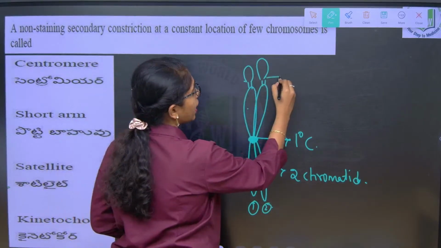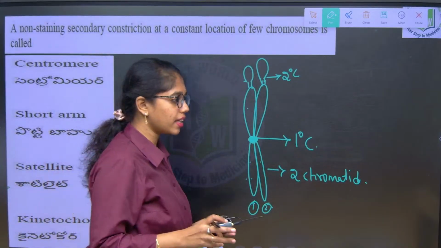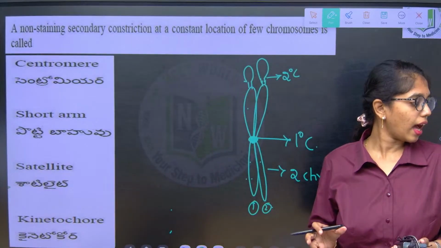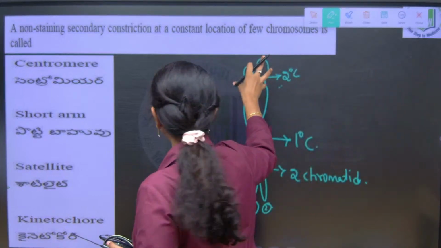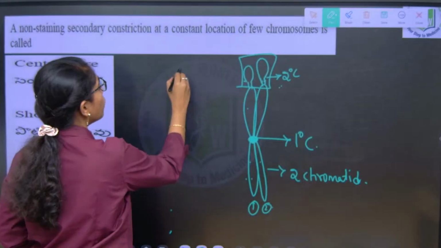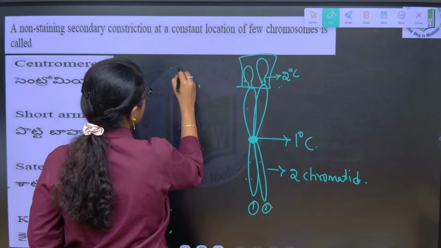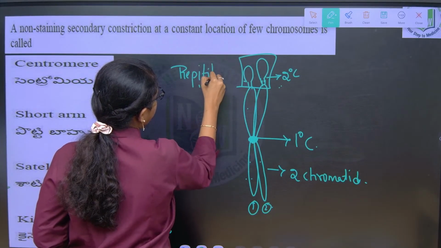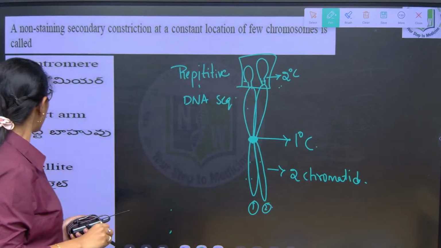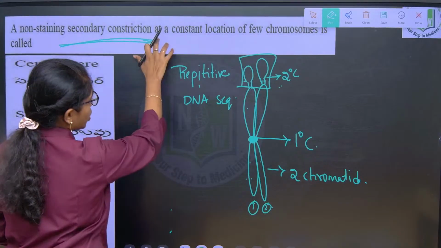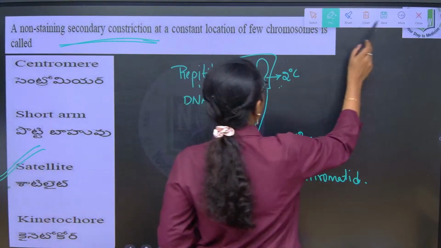And where is the secondary constriction here? This is the secondary constriction. You will call it satellite DNA. So this is satellite DNA. The secondary constriction here is satellite DNA. It has more of repetitive DNA sequences. So yes, if we have to go with the secondary constriction at a constant location in the chromosome, that is satellite DNA. Next question.